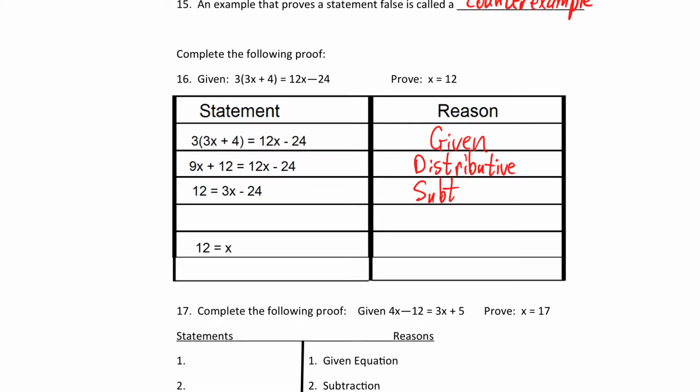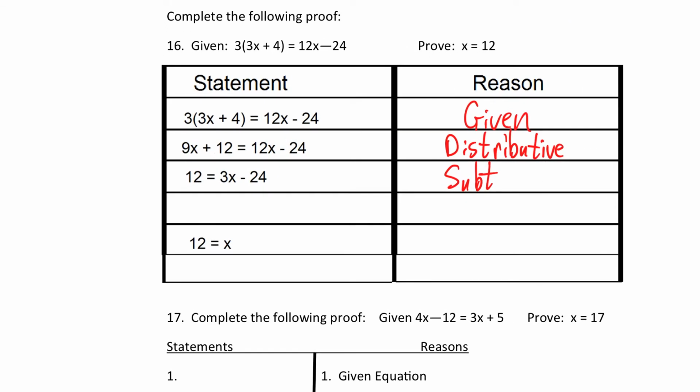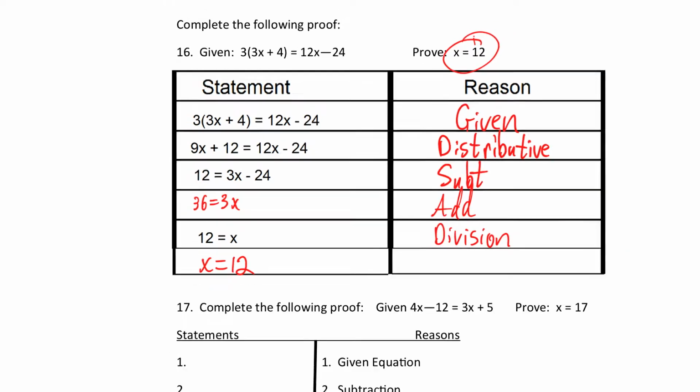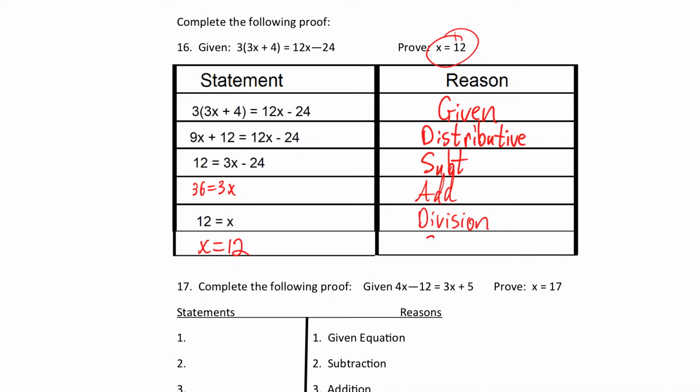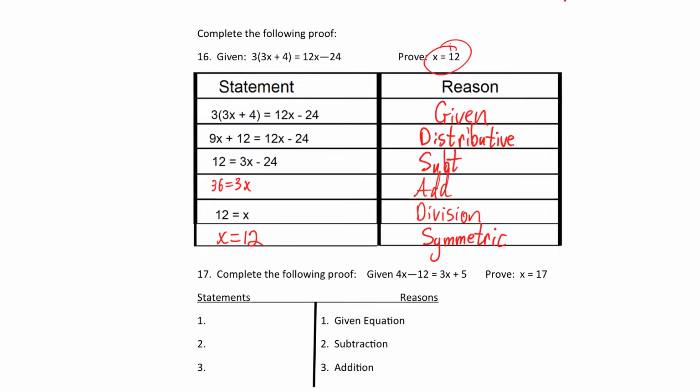Okay, what's going to be the step in between here where it's blank? Yeah, you add 24, so what's it going to equal? 36 equals 3x, so addition's what happened there. Okay, going from the fourth to the fifth step, what happened? Division. Okay, and notice what we're trying to prove is that x equals 12. So, good, it's the symmetric property. What flips those two?